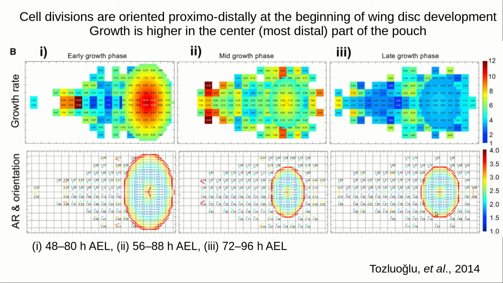And in the lower part you can see the direction of growth. In the center of the pouch, cells are growing mostly radially, so from the center, which will be the distal part of the wing, to the periphery. Whereas in the periphery, they are growing in a tangential direction to those cells in the center. And this direction of growth is maintained throughout the development of the disk.